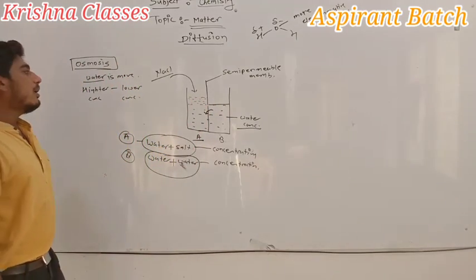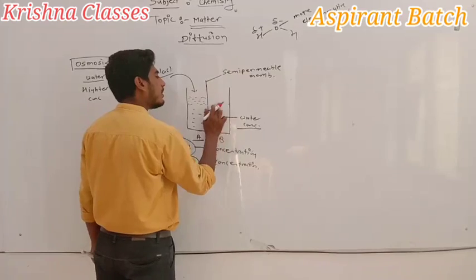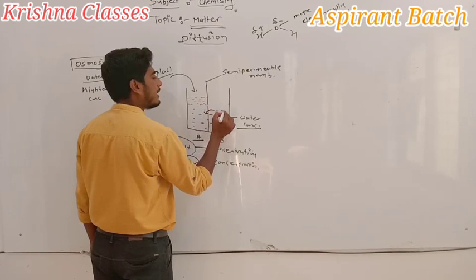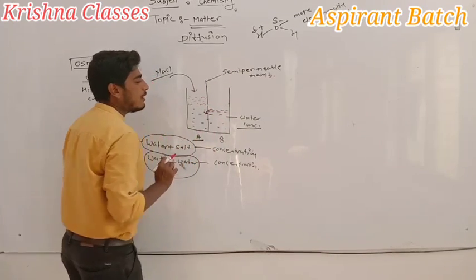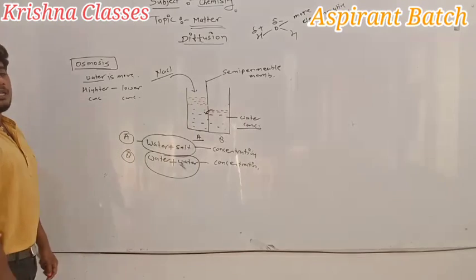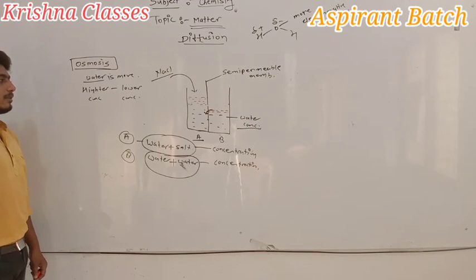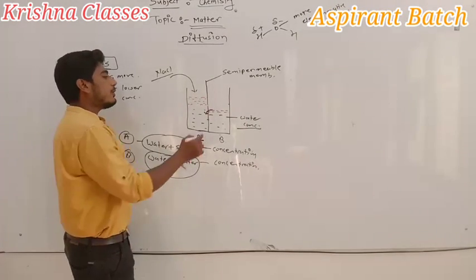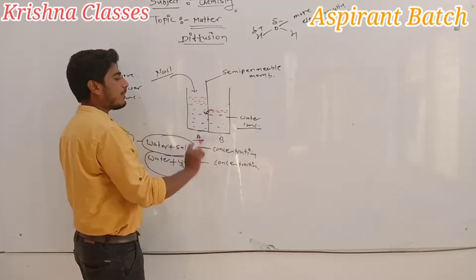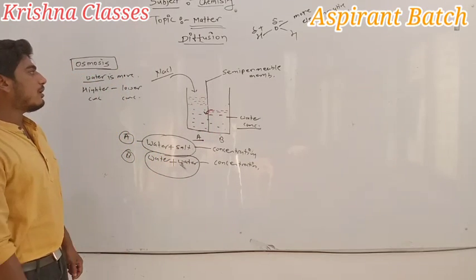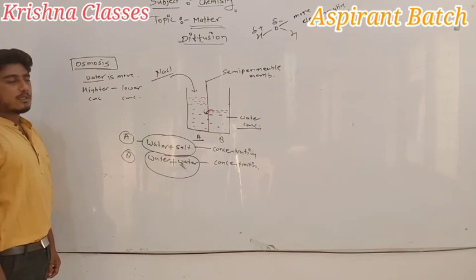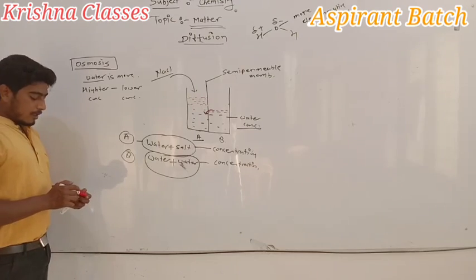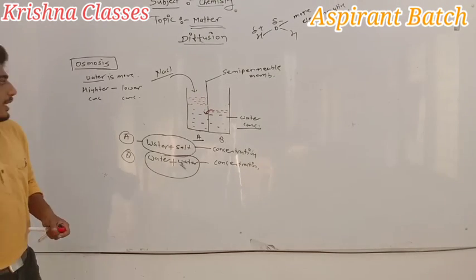As compared to the B compartment, and the concentration of the B compartment is reduced. That is, the amount of water present in the B compartment is reduced, due to movement of water from the region of higher concentration of water to the region of lower concentration of water. Let us understand this concept with an example.